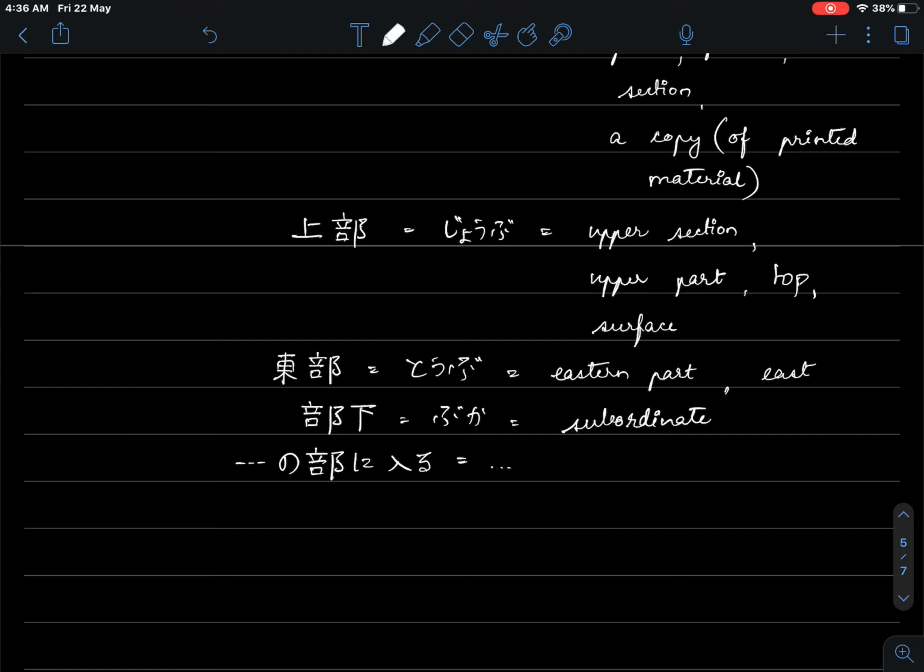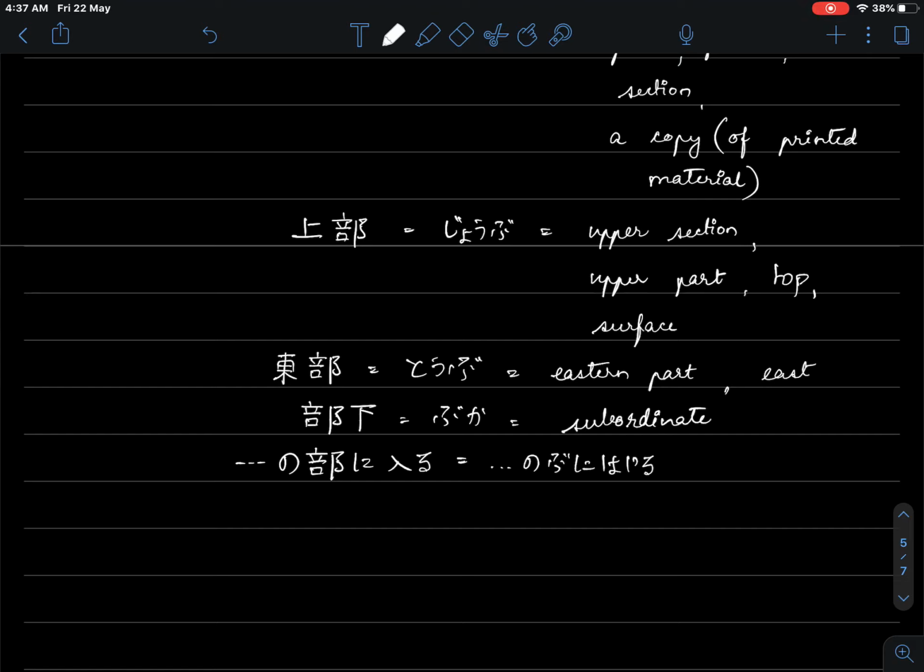This is going to be nani nani no bu ni hairu. By the way, this dot dot dot or even this squiggly line can be read as honyarara, honyarara, which can be roughly translated as something something or blah blah, something like that. So honyarara no bu ni hairu.